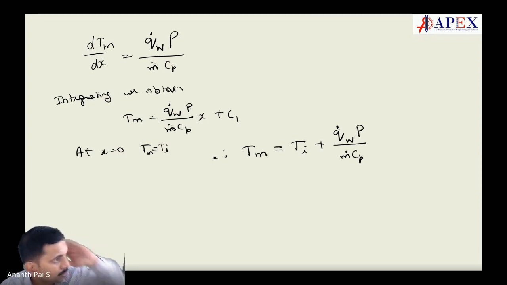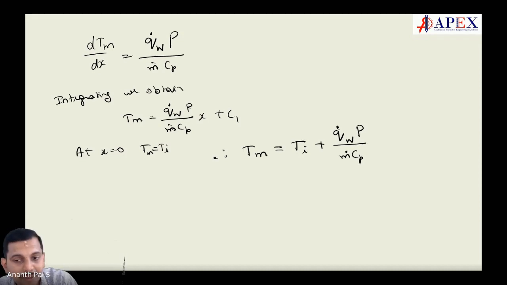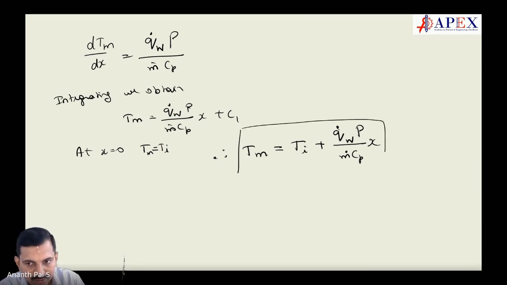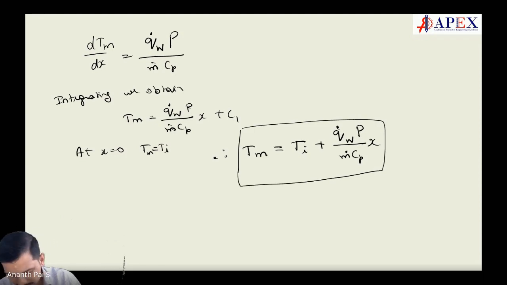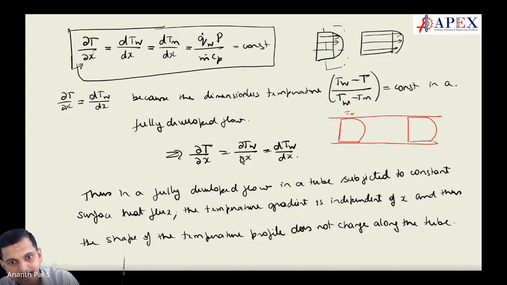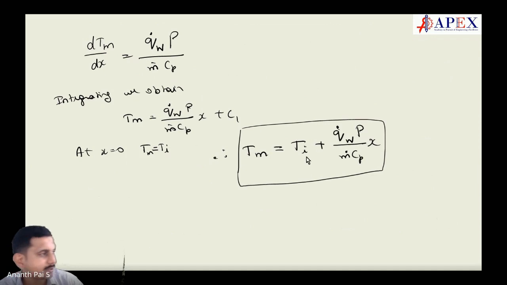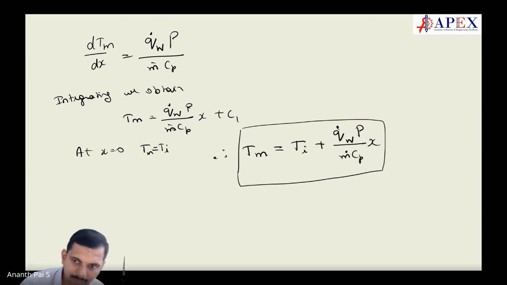Clear? So you can know the T mean at any point if we know the heat flux. We know the m dot cp. We know what is P, perimeter. We can always calculate into x, of course. Make sense? So you can calculate what is T mean, is it not? Very, very important.